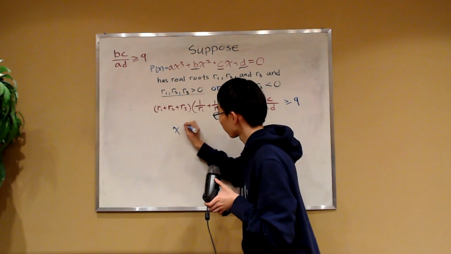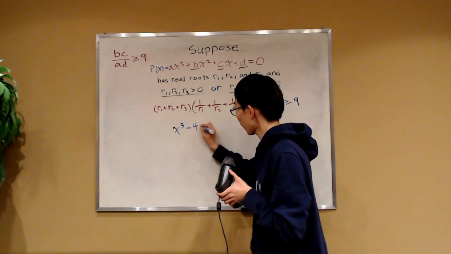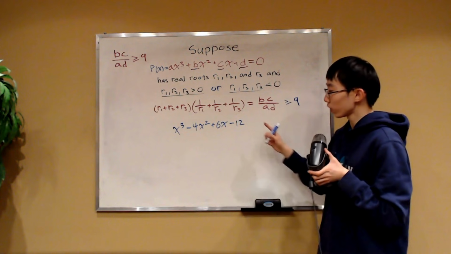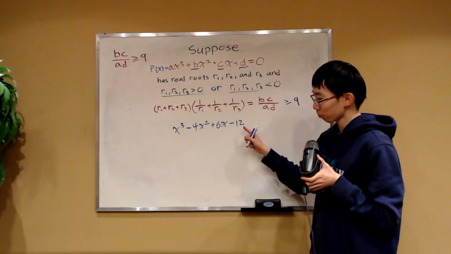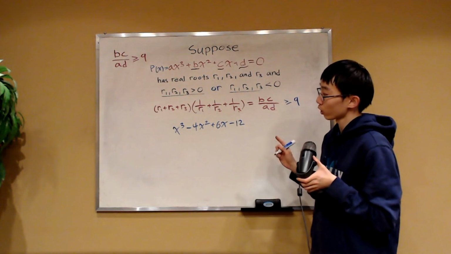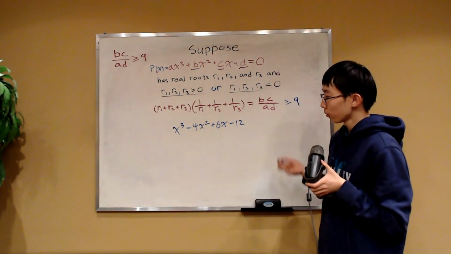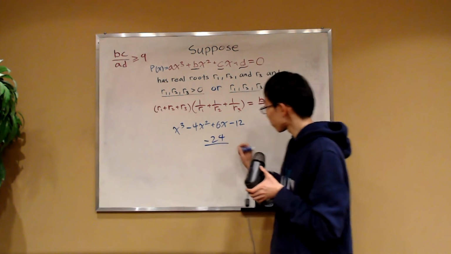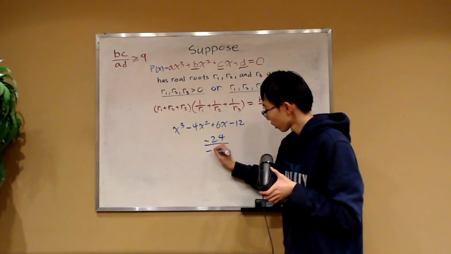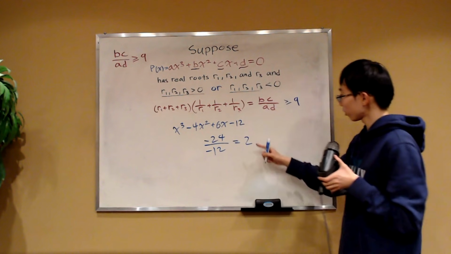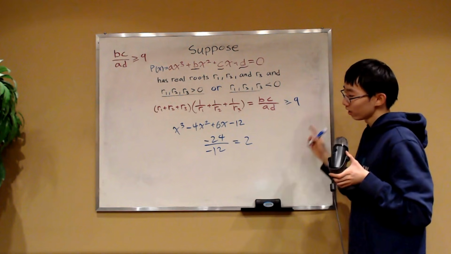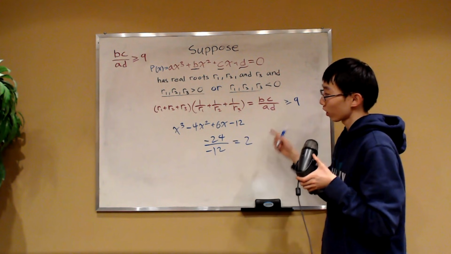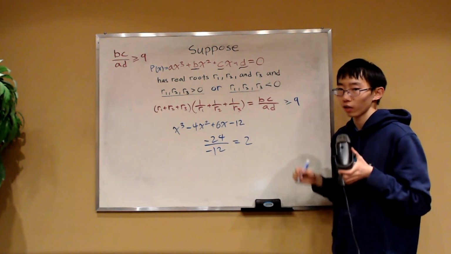If you take the polynomial x cubed minus 4x squared plus 6x minus 12, I can guarantee to you, without even knowing what the roots are, that this polynomial does not have 3 roots such that they are all positive or negative. Why? Because take bc, that's negative 4 times 6, negative 24, and then divided by ad, 1 times negative 12. And you can see that this is 2, but 2 is obviously not greater or equal to 9, so this fails, right? So this actually does not have 3 real roots such that they are all positive or negative. You can check on a graphing calculator.